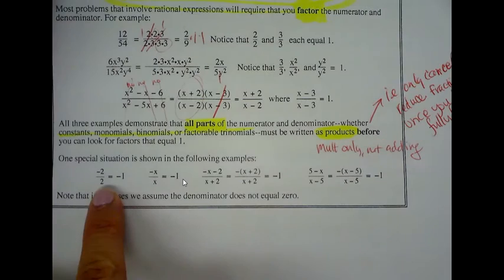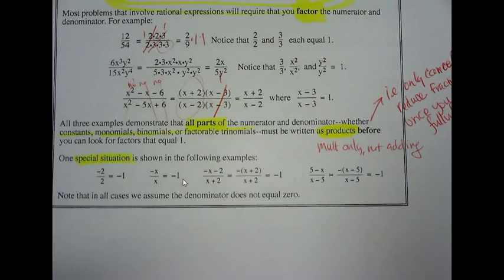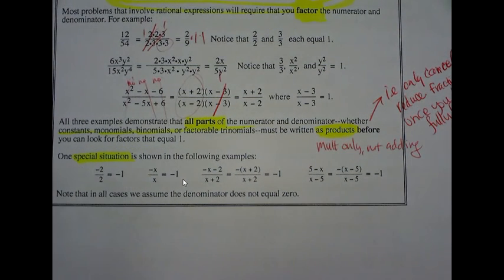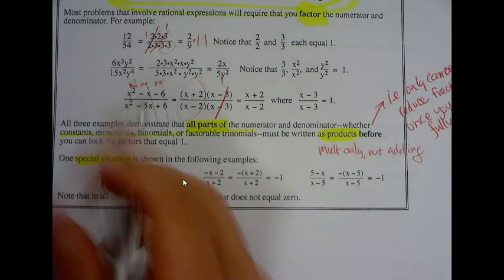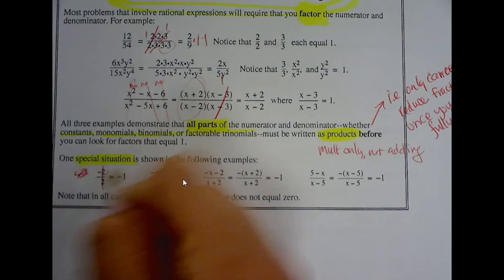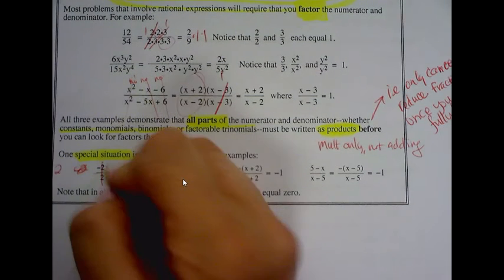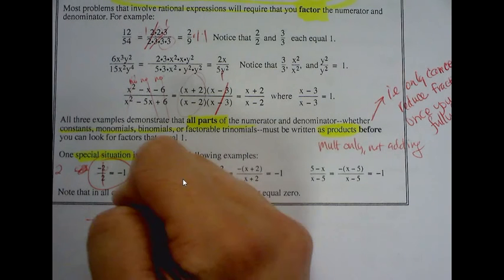The only exception is with the negatives. These are special. Because here, negative 2 and 2 are not the same. But I technically can cancel it and get negative 1. Because really, I could factor this to negative 2. I can technically say this is negative 1 times 2 over 2, right? And then the negative 1 would remain. So I can technically cancel those and get negative 1.